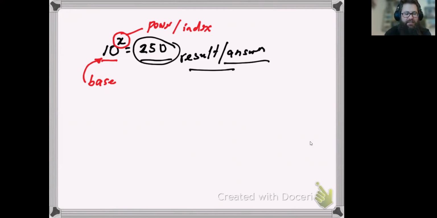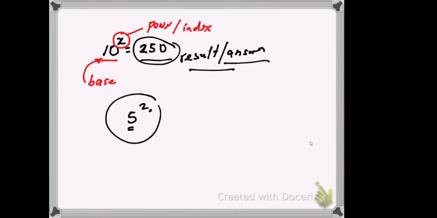But if you have, for example, 5 squared, then that is the base and that's the power or index. And that's why this particular format is called the base index form.